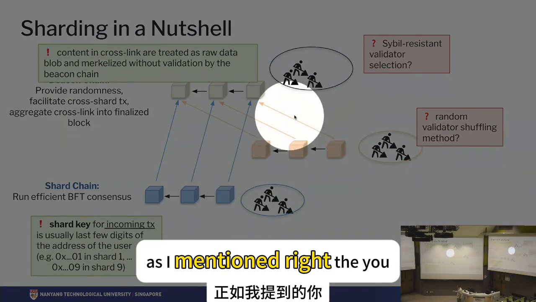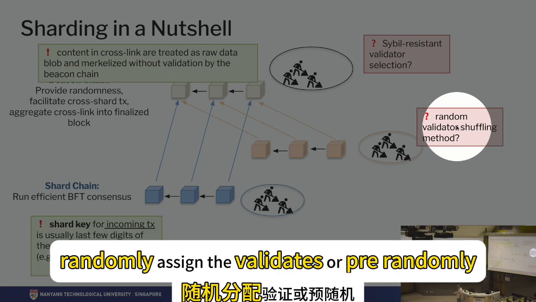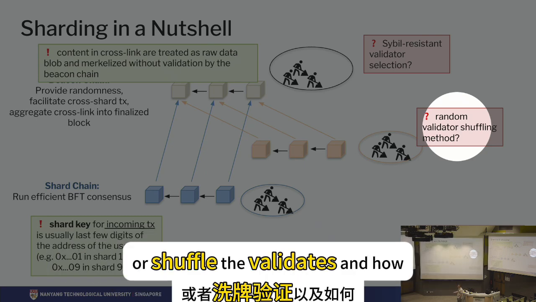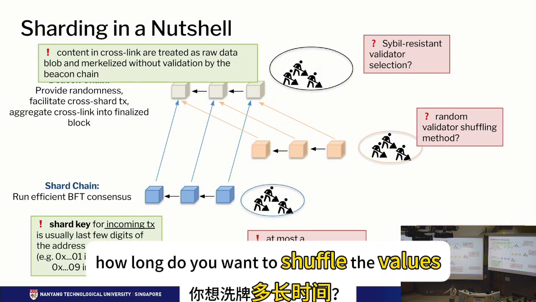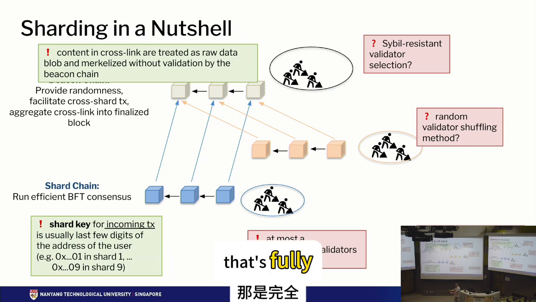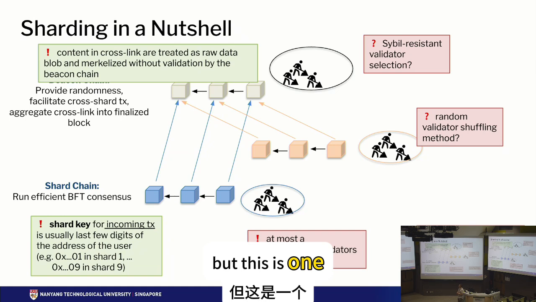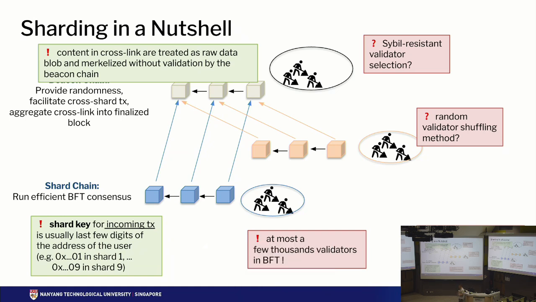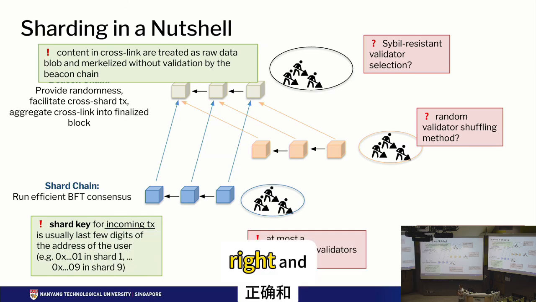as I mentioned, right, as a protocol, you can choose whether you should randomly assign the validators or pre-randomly shuffle the validators, and how long you want to shuffle the validators. That's fully dependent on different protocol definitions. But this is one nuance when you do a sharded blockchain, right?